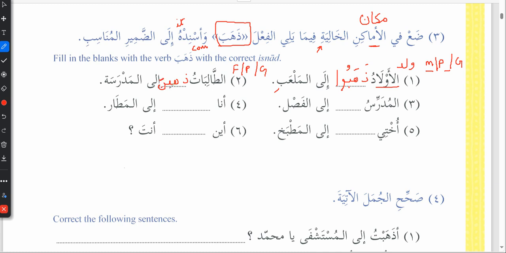Dhahabna ila al-madrasati. Al-mudarris, male, singular, but we are not mukhatib, so it's ghaib. Remember, reshuffle, go back and check from the ghaib groups. What is for the male singular? Damir mustatir. So in case of damir mustatir, what verb are we going to use? Only dhahaba. Al-mudarrisu dhahaba ilal fasli. So the huwa is hidden in it.